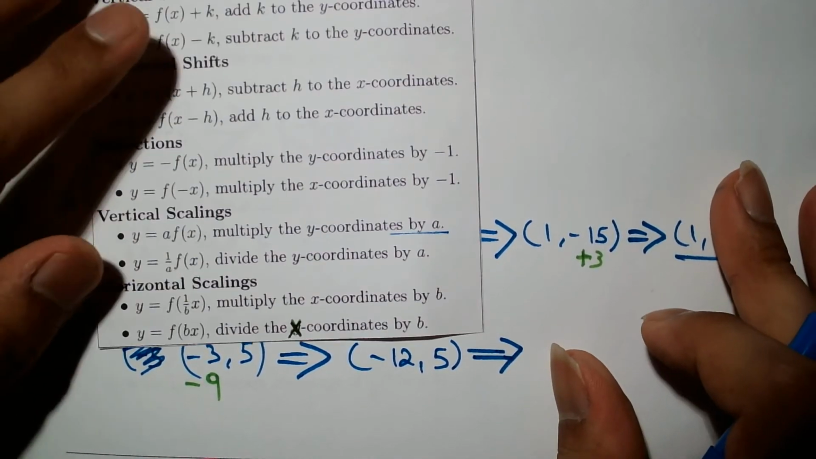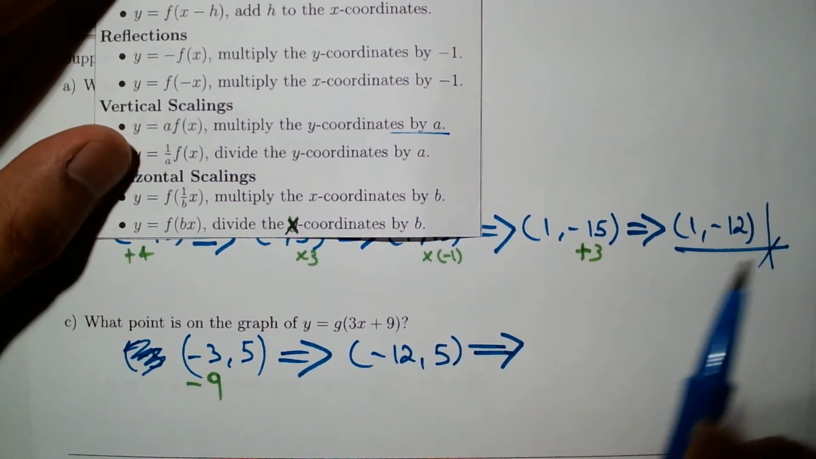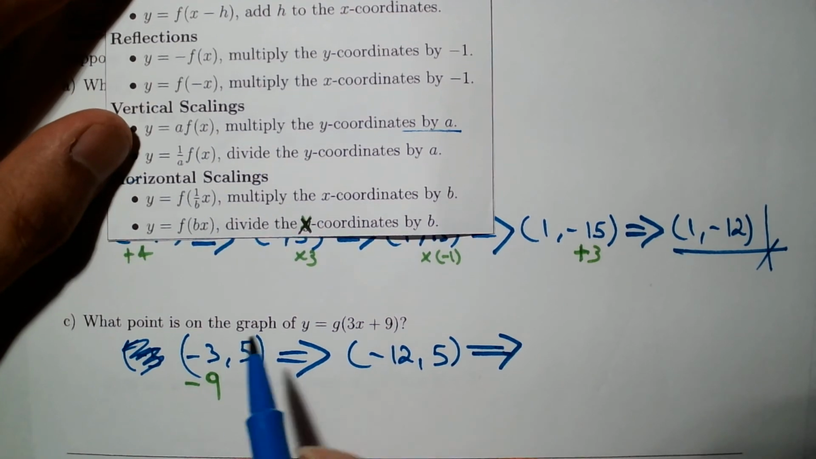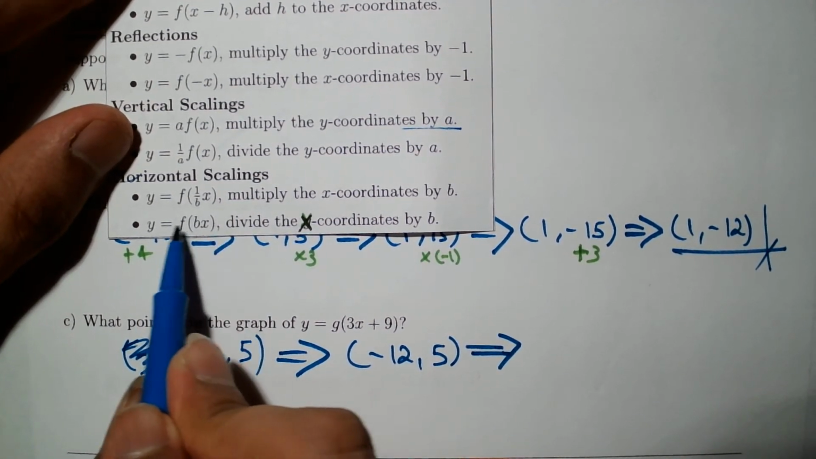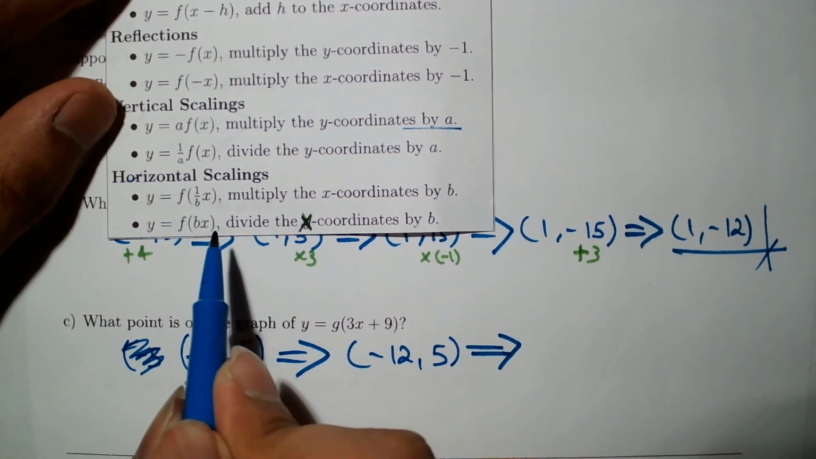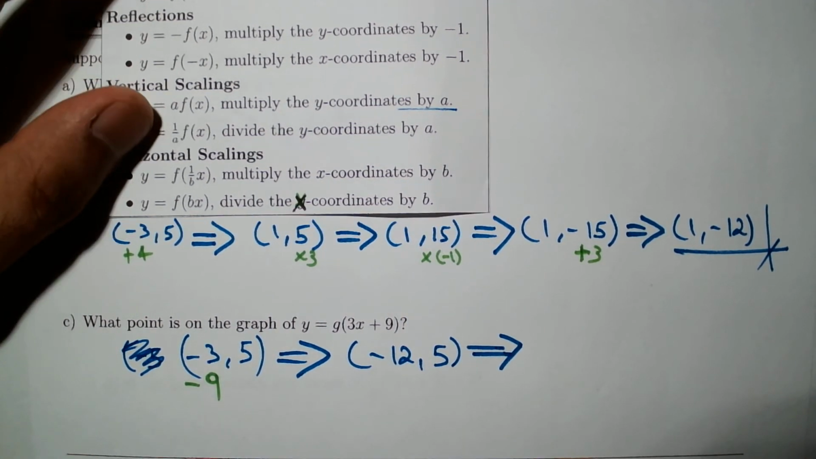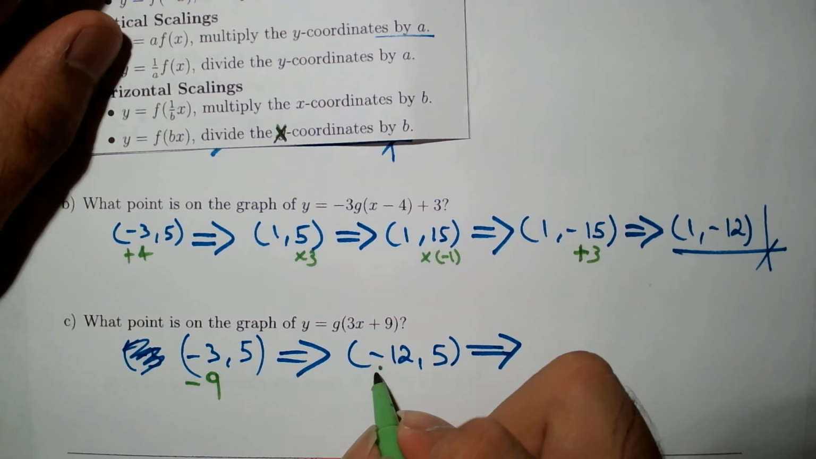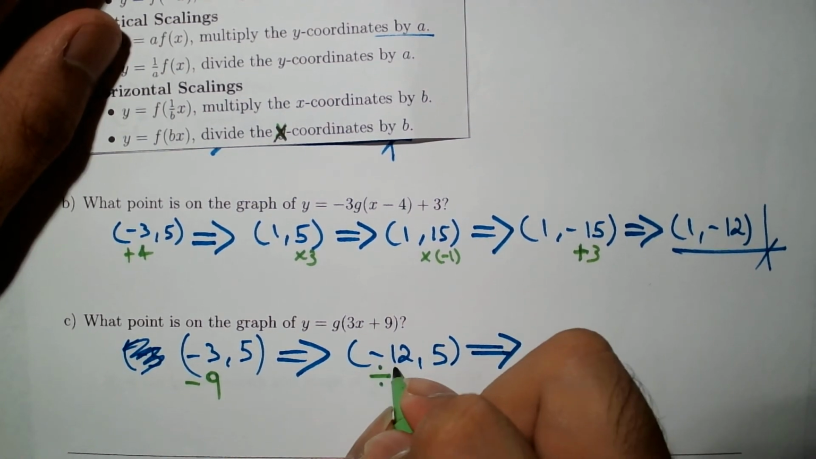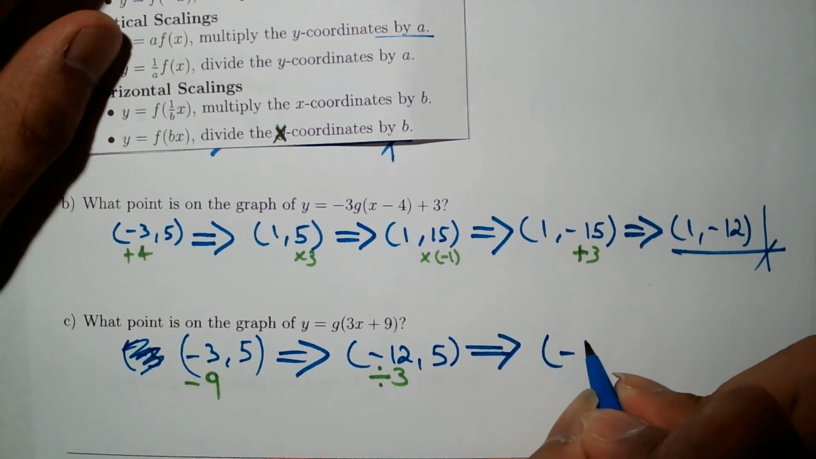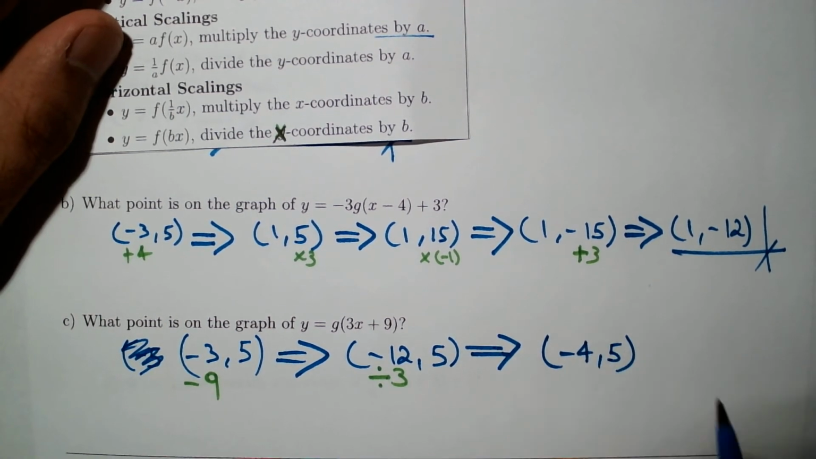Let's do the next transformation. This, the 3 multiplying the x. Now let's look at the very last horizontal scaling. In fact, we are going to divide the x coordinate by b. In this case, the x coordinate, we divide that by 3 to give us -4, 5.